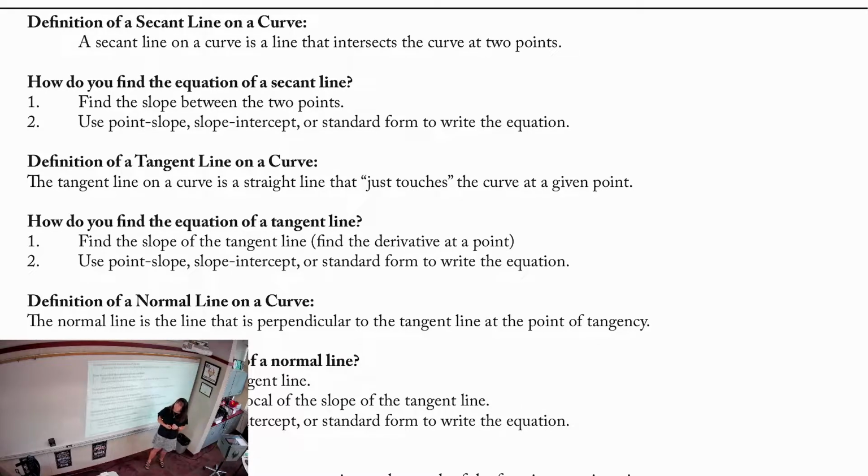But in the end, when you find the equation of a line, you take 2 points and you find the slope, and then you either find the y-intercept if you really want to do slope-intercept form, or you just plug it into point-slope form and you're done. Okay, so it's pretty straightforward with a secant line. It's just a fancy way of saying, hey, write the equation of a line.